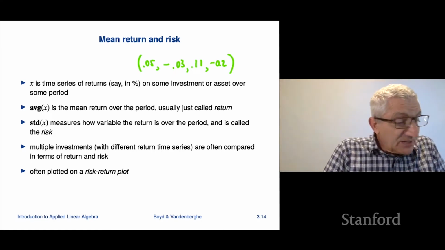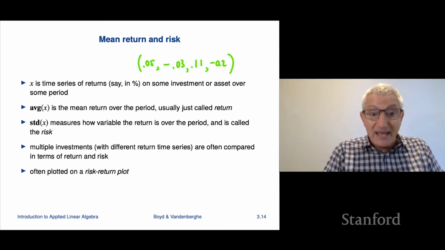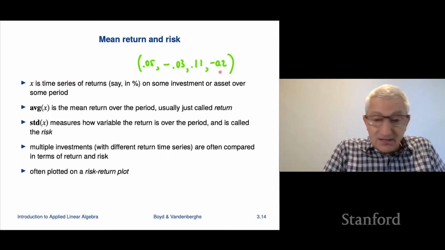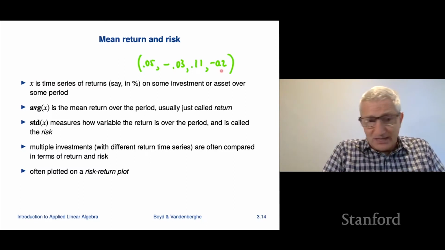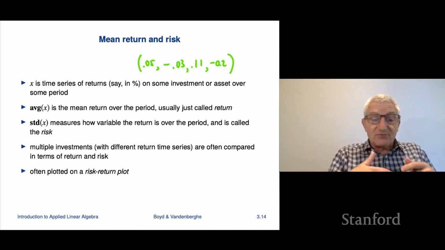This says in the first period you made 5%. Well, that's okay. That's decent. In the next period you lost 3%. In the next period you made 11%. That's great. That's awesome. And then unfortunately on the next step you lost 20%. Okay, so this is an example of a time series of returns.